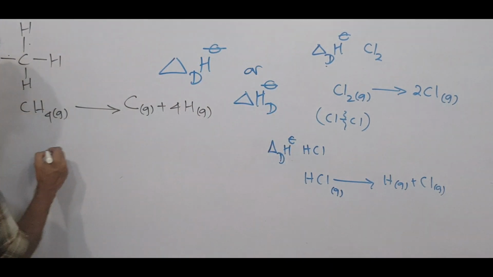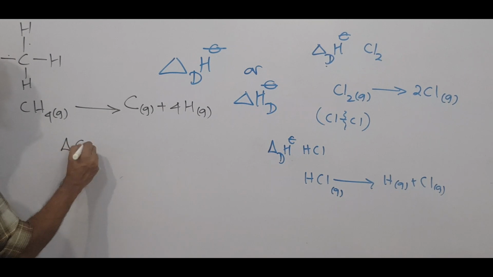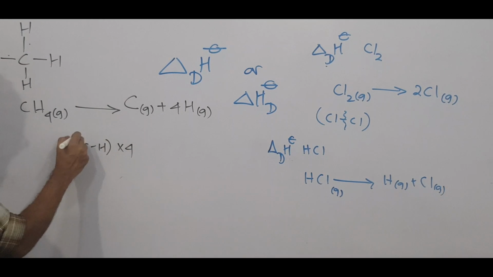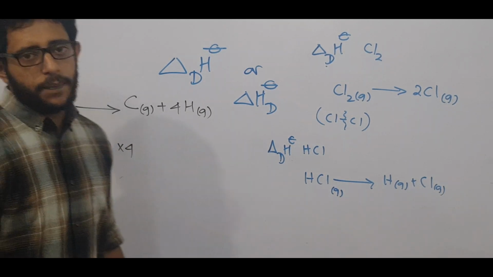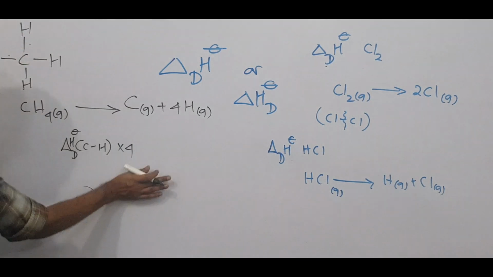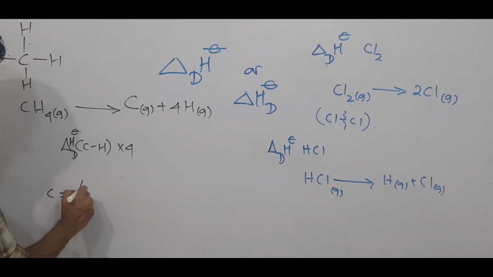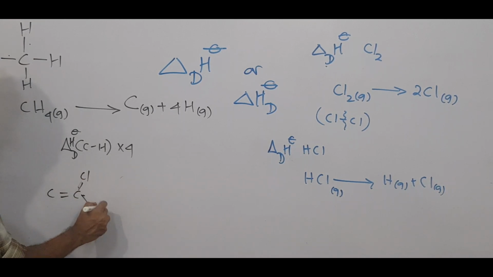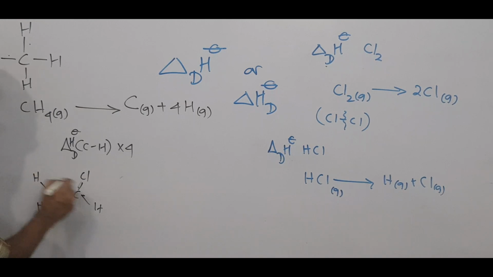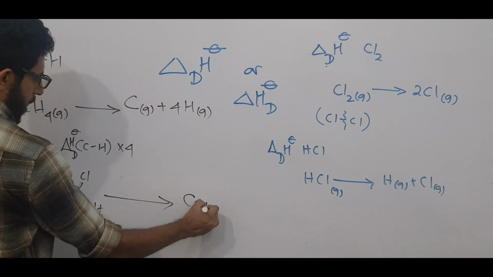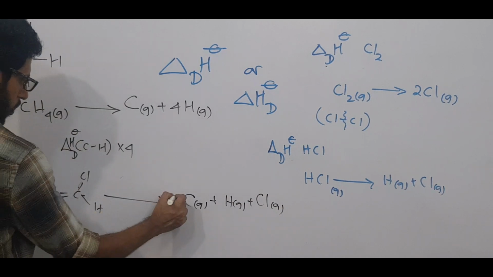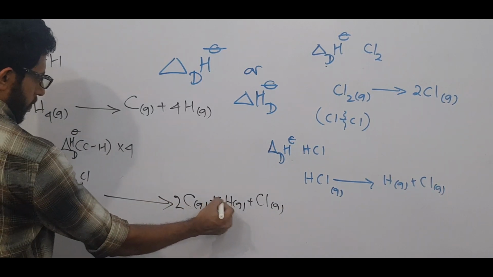So in this case, this is not just ΔH D of C-H, this is ΔH D of C-H times 4. This whole process is the enthalpy change of C-H bond dissociation 4 times. It's not just one. Let's take another one like this. I'll put Cl here, H, H and H. So if we break this into gaseous atoms, we have carbon gas, hydrogen gas and Cl gas: 2 carbons, 3 hydrogens, 1 chlorine.